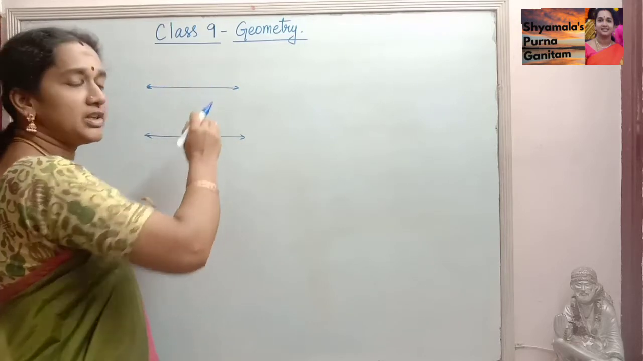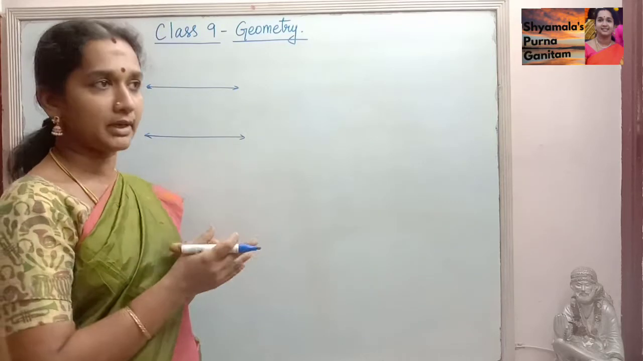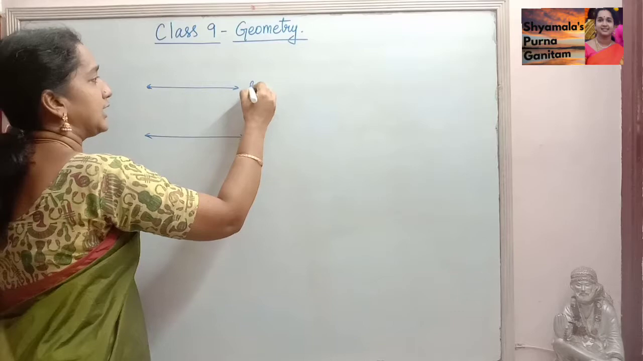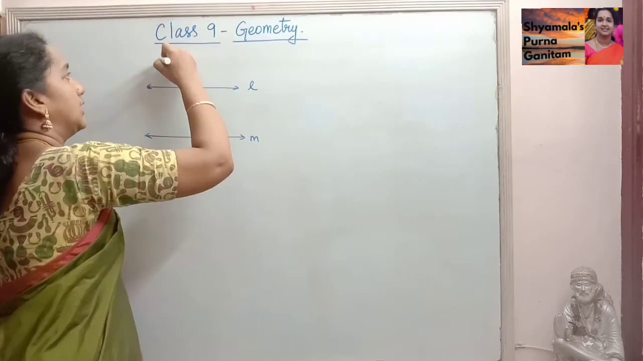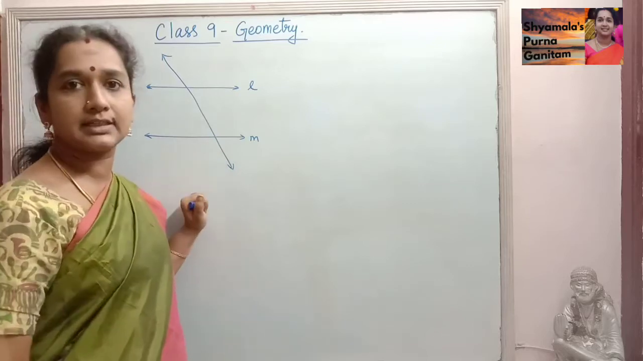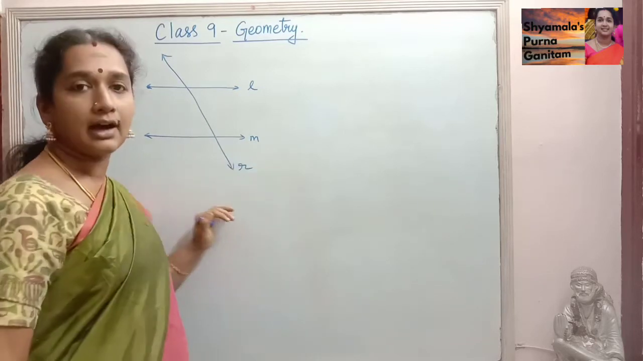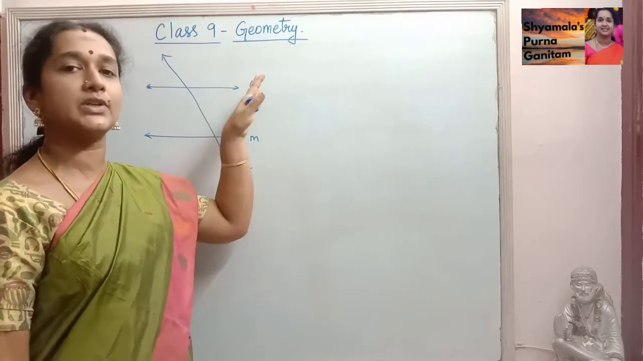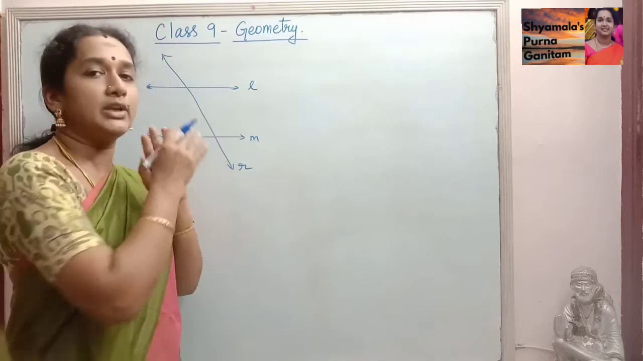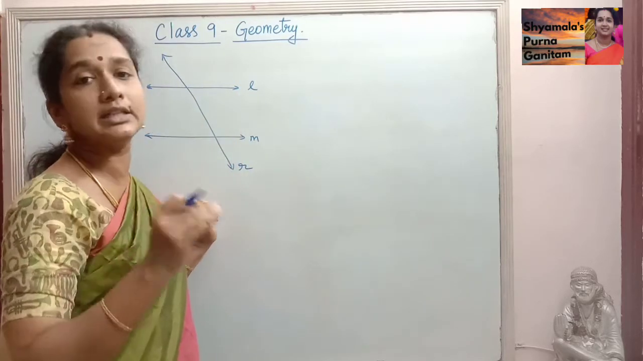When the distance between the two lines are equal, we will say that as parallel lines, they will never meet. Okay, so if we say that L and M are parallel, and another line is cutting these two parallel lines, that is called transversal. We will say that as R. So L and M are parallel lines and R is the transversal for these parallel lines. So if we have this condition, we will get 3 types of angles.